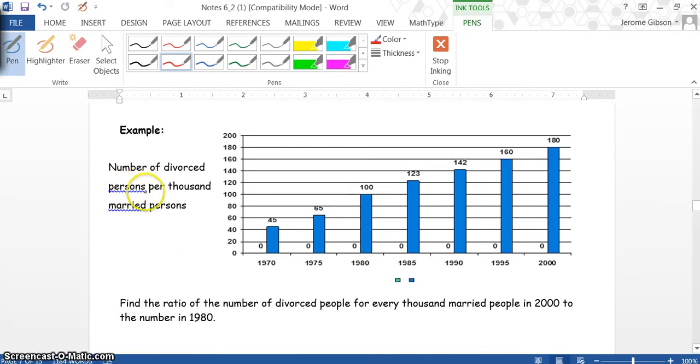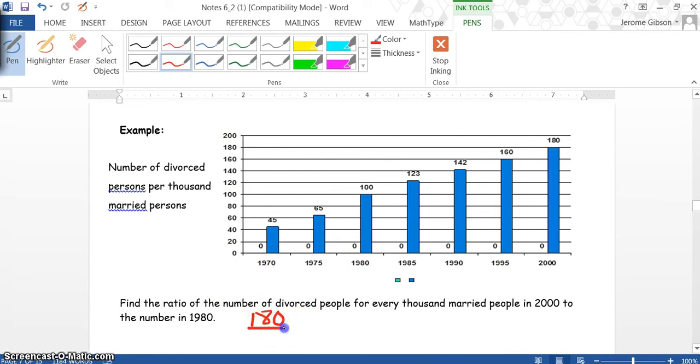Now this is the number of divorced persons per 1,000 married persons. And this here is the years. So now it says find the ratio of the number of divorced people for every 1,000 married people in 2000 to the number in 1980. So we will go here, the year 2000, which would be 180.